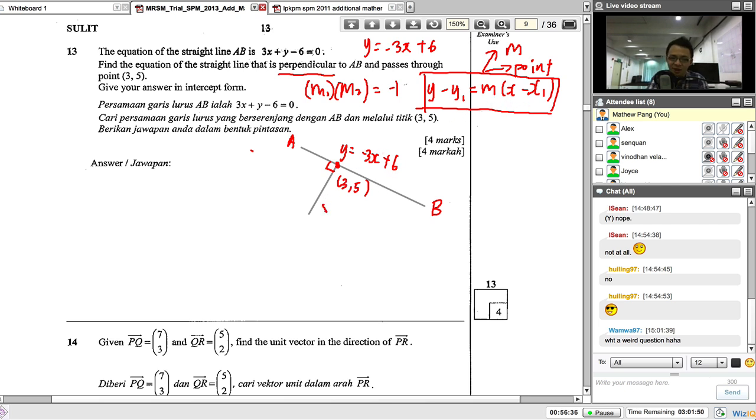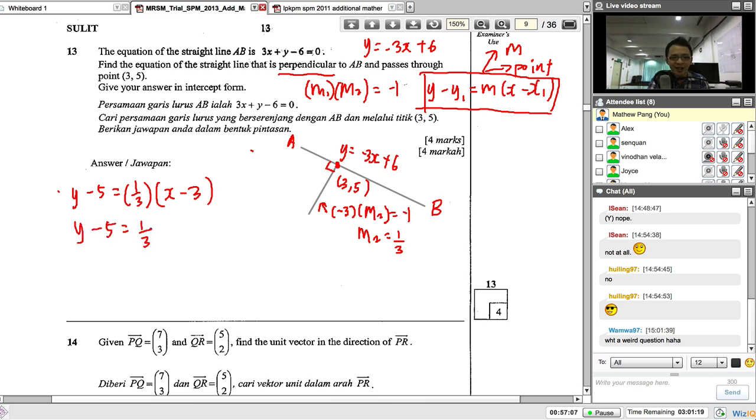So you substitute in and you can form the equation. I want to find this gradient, so I do negative 3 multiplied by m2 equals negative 1. So my m2 is just 1/3. Very simple. I substitute into this formula, and this coordinate I call x1 and y1. So I get y minus 5 equals 1/3 times x minus 3. Solving this, y minus 5 equals 1/3x minus 1. Simple, so y equals 1/3x plus 4. Done. This is a 4-mark question.